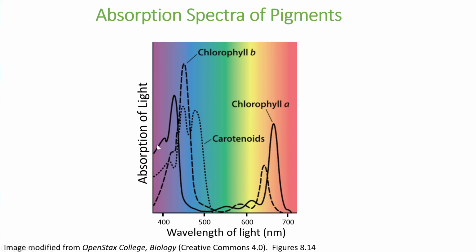Let's look at both the chlorophylls together, so this solid line and also the dashed line. They tend to be pretty good at absorbing violet light and blue light. They're not very good at absorbing green light. They reflect it. And then they're good again at absorbing red light. Versus the carotenoids, you can see that it absorbs slightly different wavelengths of light. It can also absorb some of that blue light and a little bit of green light. And then it absorbs some of the yellow as well here.